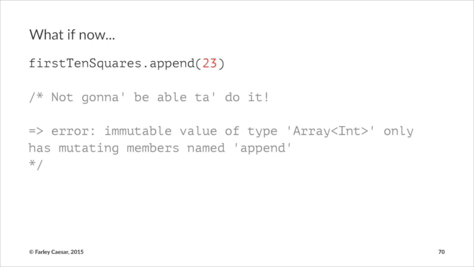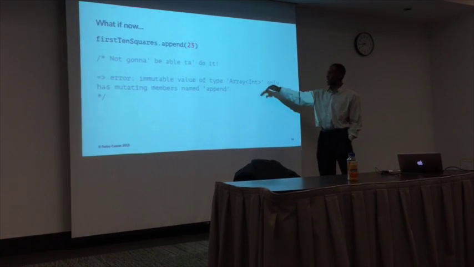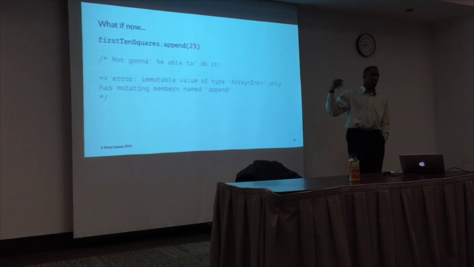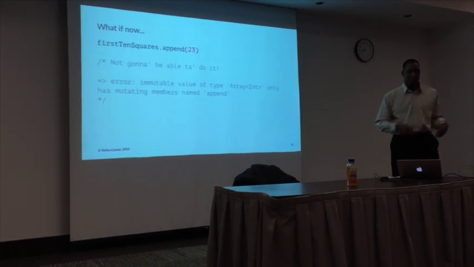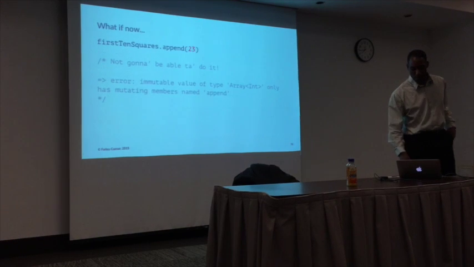And now, if I try that little fun thing I did before, which is to take my first 10 squares and append 1023, I'm not going to be able to do it. You get an error because the thing we got out is immutable. So what we passed in was immutable, what we got out was immutable, and that's the beauty of functional coding.